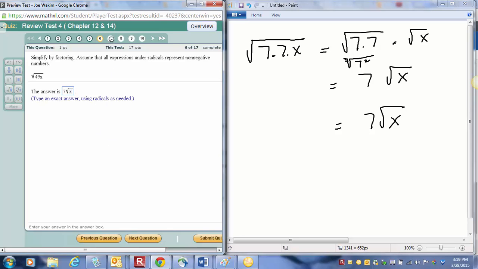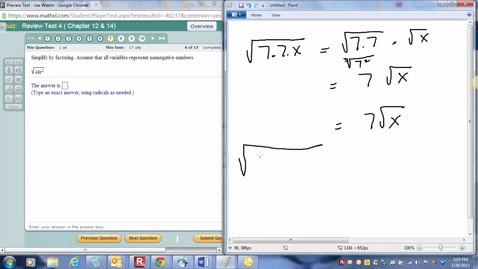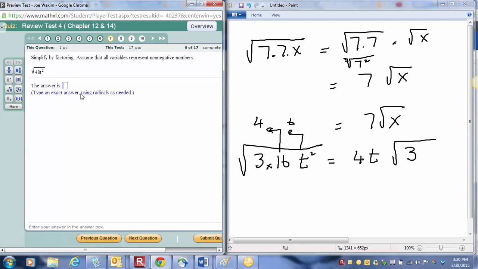Let's try number 7. Simplify the square root of 48t squared. Now 48 is nothing but 3 times 16, so 16 is a perfect square and will come out as 4. t squared is a perfect square, will come out as t. So here this is left with 4t, they will come outside, and inside the radical, 16 has come out as 4, t squared has come out as t, so the only thing left is 3. And therefore the final answer is 4t square root of 3.